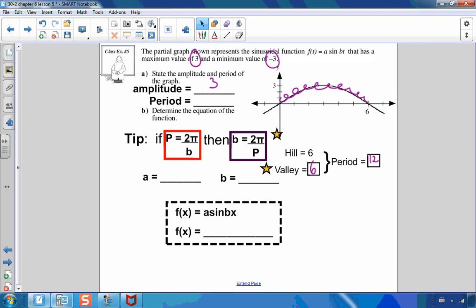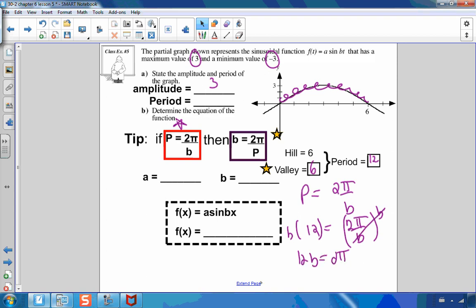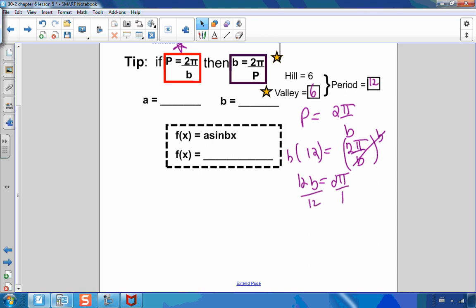The time it takes to go through the hill is the same time as it takes to go through the valley. So what I can do is use this formula here, 2 pi divided by b. I just want to show you another trick in a minute. So I'm using this formula here. Period is 2 pi divided by b. So if period is 12, 2 pi divided by b, you can solve for b by multiplying both sides by b, and then I get 12b equals 2 pi, and then to solve for b I could just divide both sides by 12, and then I would get that b is 2 over 12 in lowest terms is 1 over 6. So I know it's pi over 6.